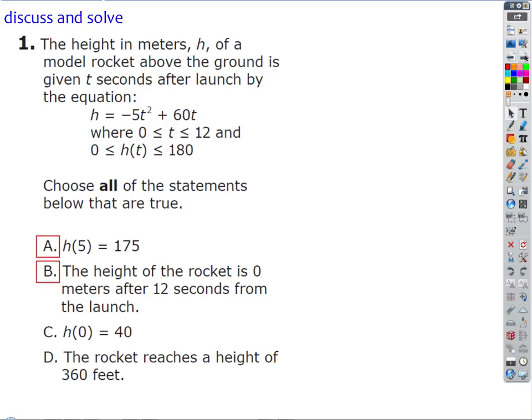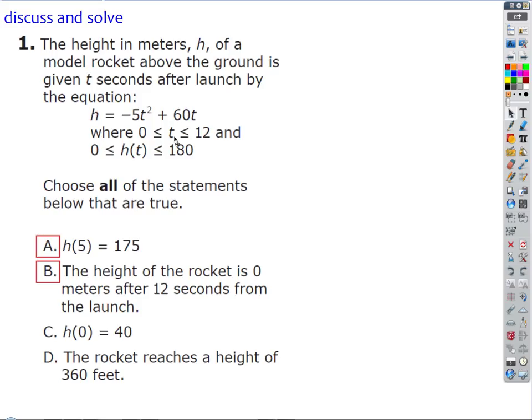Okay, what about this one? Once again, this is a really easy question if you just read the question carefully and think about it a little bit. It says we got the height of a rocket is h in meters. The time in seconds after launch is given by t, right? So here's h as a function of t, height as a function of time. Okay, what else does it tell us?